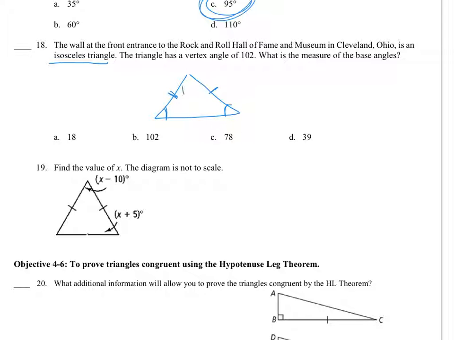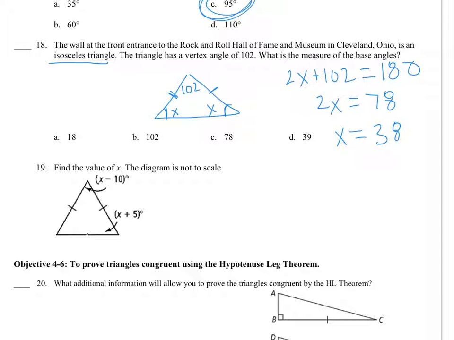That means this is 102. So if these two are congruent, I can just put x and x. So 2x, because again, x plus 102 would be equal to 180. All the angles are equal to 180. So if I subtract that, that'd be 78. And then divide by 2, 35 plus 3 is 38. So it'd be 38. And by 38, I actually mean 39. 39 would be my base angles. Next one.